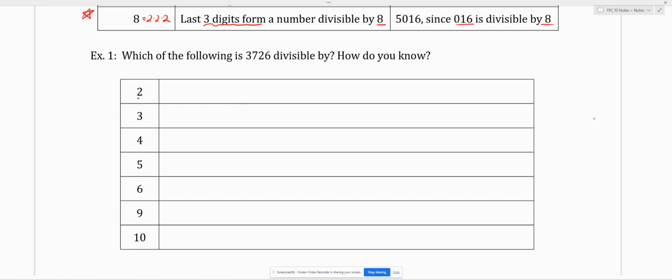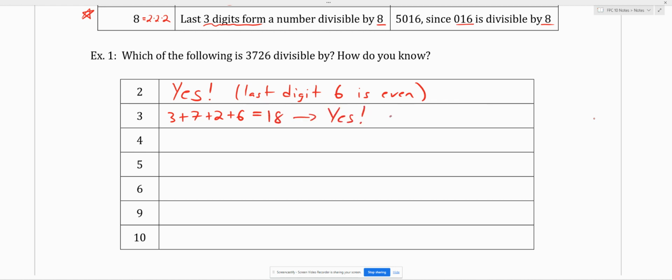So first, 2. Is it divisible? Well, this is an easy one. Yes. Okay, it is definitely divisible because, well, last digit, 6 is even. Okay, let's look at 3. All right, so we have to sum up these digits. So we have to take 3 plus 7 plus 2 plus 6, and that's going to give us 18. Therefore, yes, because the sum is divisible by 3. 18 divided by 3 is 6.